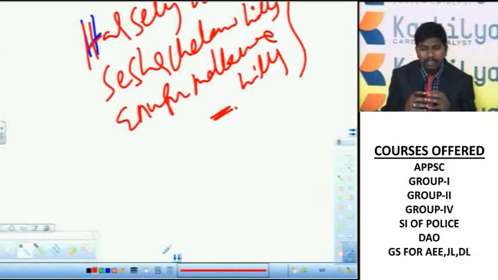Right. So this is how the three important physiographic divisions of Andhra Pradesh are the coastal plains, the plateau region and these Eastern Ghats. Okay. So that is about the physiography of Andhra Pradesh.